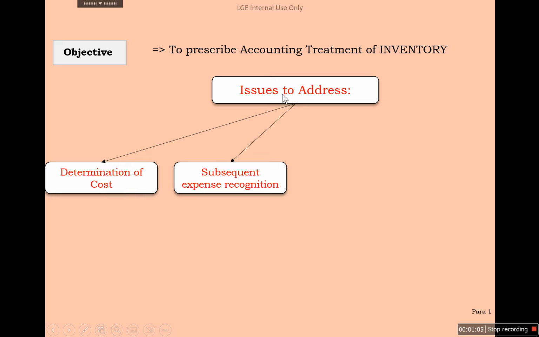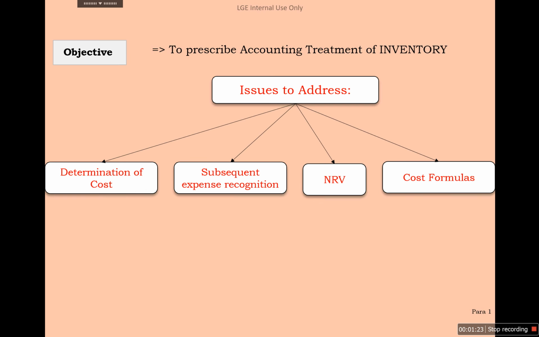So Ind AS 2 talks about the determination of cost, subsequent recognition of expense in respect of the inventory, and the net realizable value, how it is to be calculated, what is to be excluded and what is to be included when we are calculating the net realizable value of the inventory, and the cost formulas that we need to use for the valuation of the inventory.